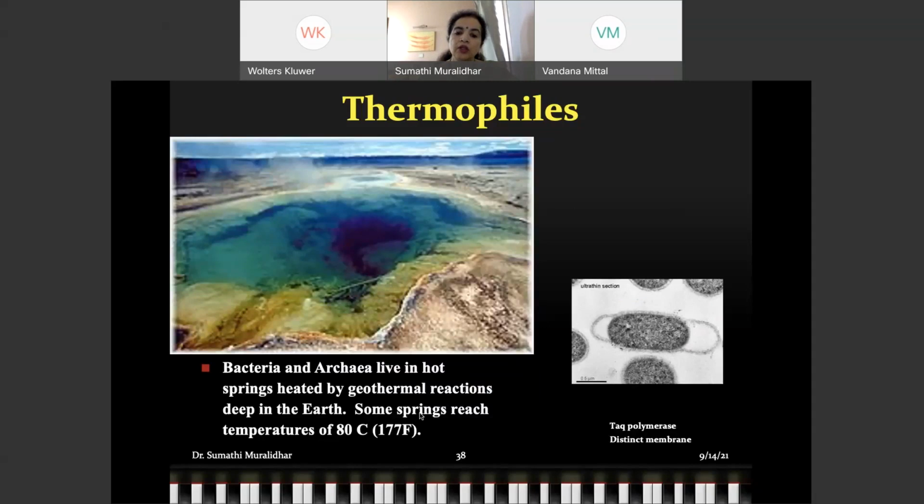Why it is important is, please see on the right side, I've given the Taq polymerase as the enzyme. Taq polymerase enzyme is found in one of these thermophilic bacteria which grows at very high temperature, and this is the enzyme which is used in your PCR reactions. I'm sure all of you know what PCR is, because thanks to COVID, even lay people know about the RT-PCR. So PCR requires the high temperature, which is tolerated by this enzyme, the Taq polymerase.